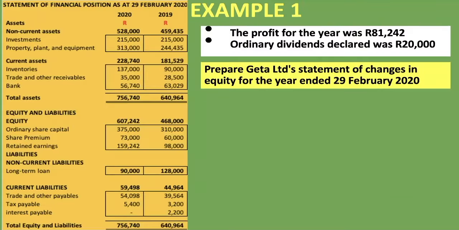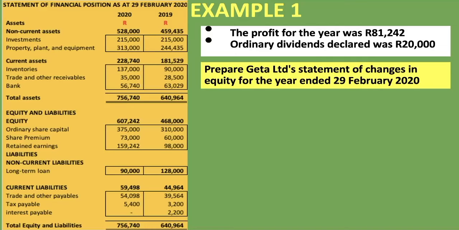Here's our first example. We are given the statement of financial position as at the 29th of February 2020, and we are also given additional information. We are told that the profit for the year was 81,242 Rand, and then we are also told that ordinary dividends declared was 20,000 Rand. We are asked to prepare Getter Limited statement of changes in equity for the year ended 29 February 2020.